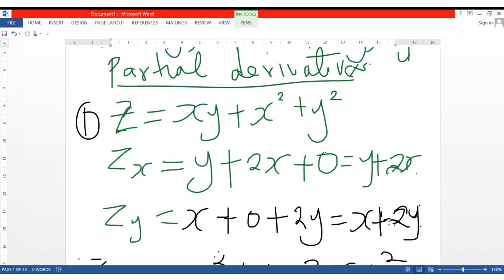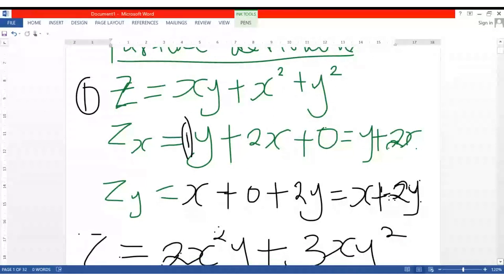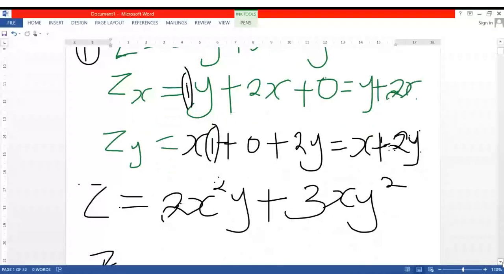So in the first function, we have an x. You just differentiate the x, you get number 1. Then the y remains a constant. Then differentiate x squared, you get 2x. Then y squared, there's no x, you get 0. So you remain with y plus 2x. On the zy, when you differentiate y, there's a 1 here, and then 0 for x squared, and then for y squared we get 2y. So we get x plus 2y. So what we are doing partially is that we are differentiating in terms of one variable. We are assuming the other variable to be a constant.